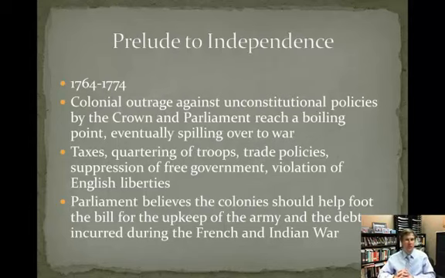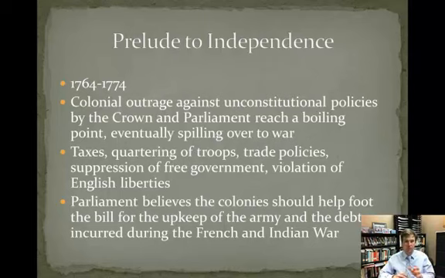So you had these colonies operating very much autonomously, and then when the British come in and say, guess what, you're going to do what we say, put our thumb on you, that's going to cause some problems. So colonial outrage against unconstitutional policies by the Crown and Parliament reached a boiling point in this period, eventually spilling over to war. And there's a number of issues here: taxing, quartering of troops, trade policy, suppression of free government, violation of English liberties. These were the things that were talked about.